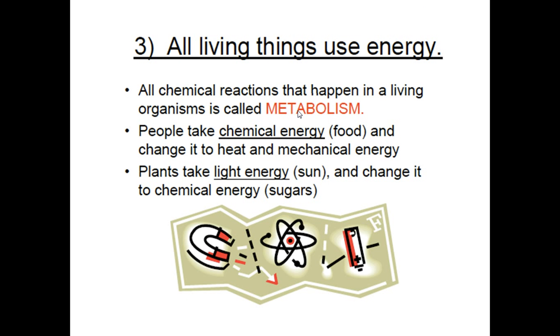The third characteristic of living things is that all living things use energy. This is typically called metabolism. People get their energy from food sources, and once it's digested, it's changed to heat and mechanical energy, so it allows you to move. Mechanical energy would be anything that's allowing you to move, as well as make decisions and electrical energy inside your body. Plants, on the other hand, take their energy from the sun. They use light energy and change it to chemical energy. That chemical energy is then used by other living things.